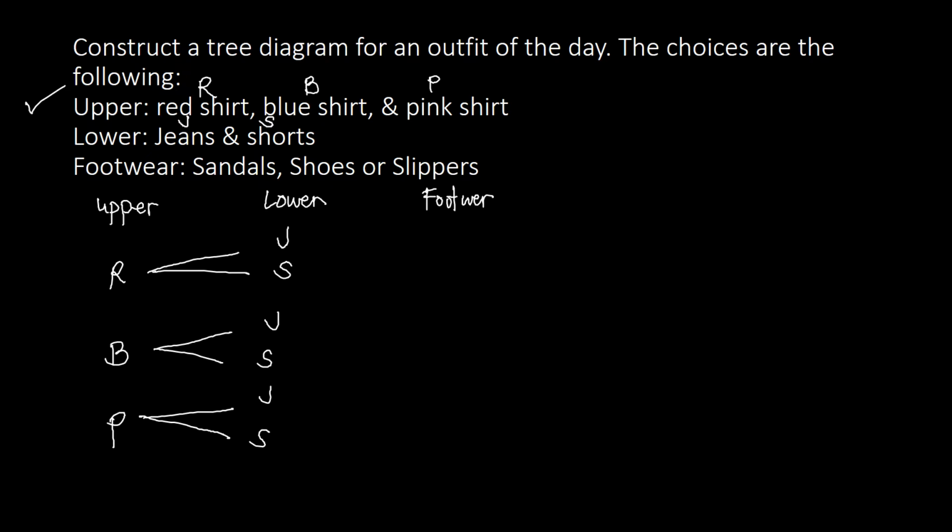Now let's go to the footwear. Under the footwear, we have now 3 choices. I'll be representing this one with the second letter because they all begin with the letter S. So this will be my A, this will be my H, and this will be my L. So I have 3 options to choose on the footwear. That means from J here on the lower, we will be branching out to 3. 1, 2, 3. This could mean that if we choose the red shirt and the jeans, we have 3 options under the footwear. It could be sandals, it could be shoes, it could be slippers.